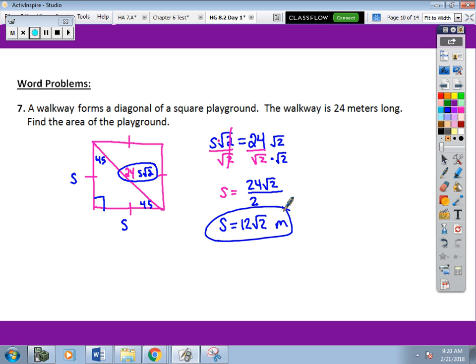They also want us to find the area. I'm going to skip that. We did that yesterday. But we would just take s squared. We end up getting 288 square meters.